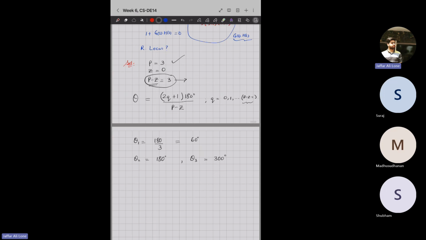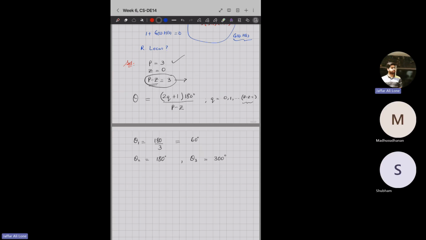In general, from now onwards, whenever you have a root locus problem and you have p minus z is 3, no need to calculate this angle of asymptotes. You know now the angle of asymptotes is 60, 180, and 300. If p minus z is 2, only 2 asymptotes are there, you know angles are 90 and 270, or 90 and minus 90.